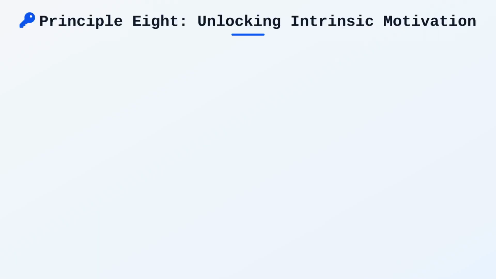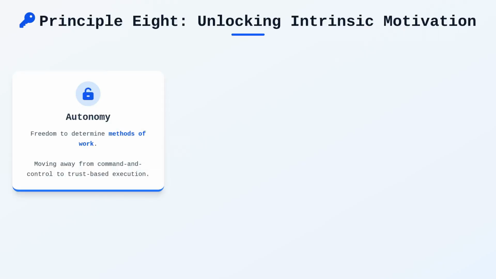Principle 8 focuses on unlocking the intrinsic motivation of knowledge workers, which is arguably the most neglected aspect of management. Drawing from research by Daniel Pink and others, SAFe posits that autonomy, mastery, and purpose are the primary drivers of performance in creative roles. Autonomy implies that teams have the freedom to determine their own methods of work as long as they align with organizational goals.